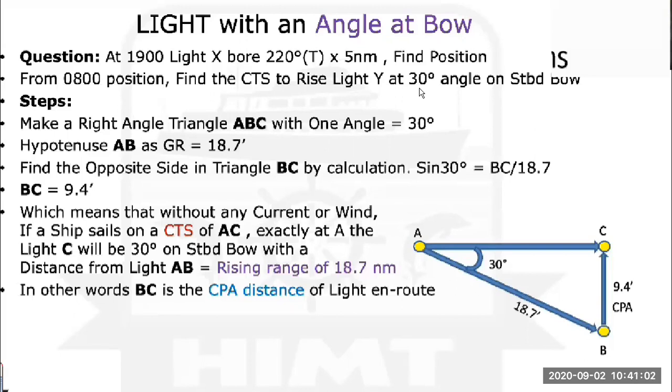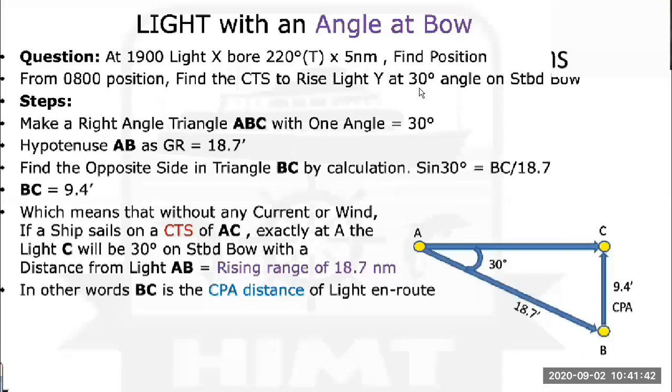30 degrees on the bow, starboard. Okay. Starboard beam, Charlie will be starboard beam. When your vessel is at A, with the heading as AC, the light will be 30 degrees on the starboard bow at the same time at rising distance. That means you will see it at the horizon, 30 degrees on your starboard bow. So this light, why at 30-degree angle on starboard bow? Because the question is that. He's asking you to find the course to steer to raise the light at 30 degrees on the starboard bow.